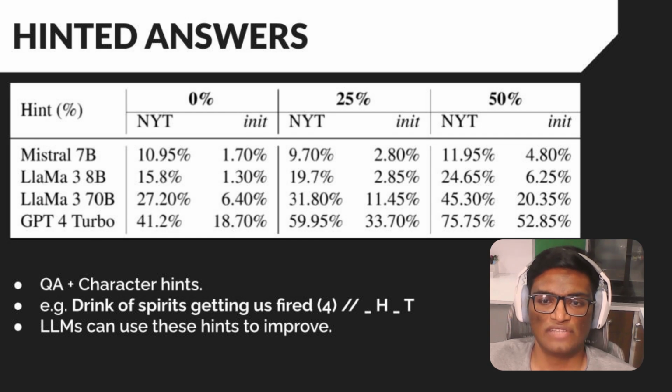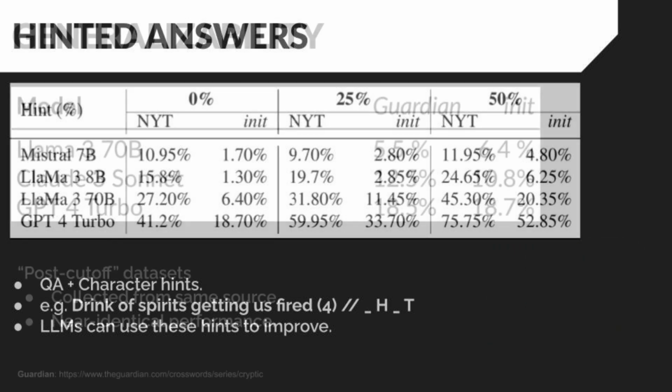The table shows that performance improves with an increase in the percentage of revealed characters in almost all cases, thus indicating that LLMs can exploit this information to improve clue answering performance. This is a crucial skill required to solve full crosswords.